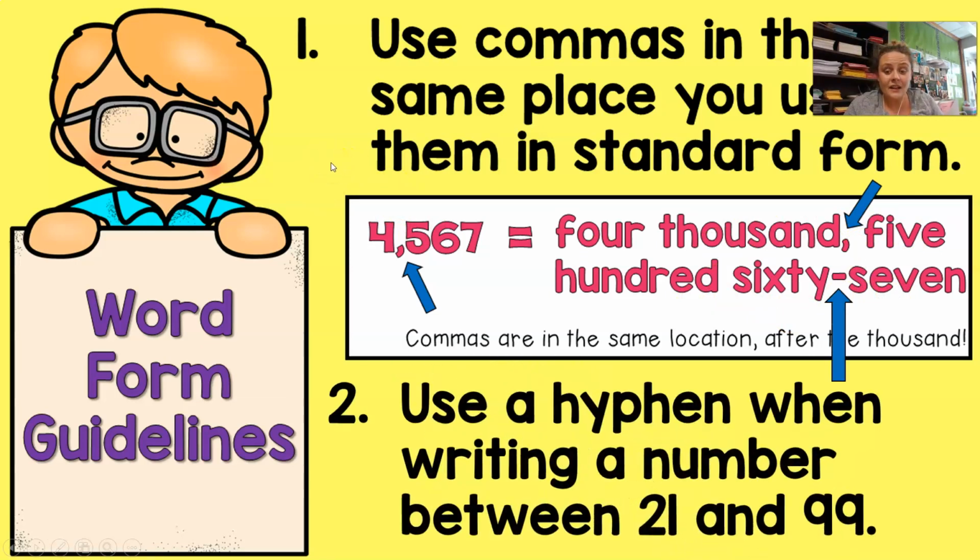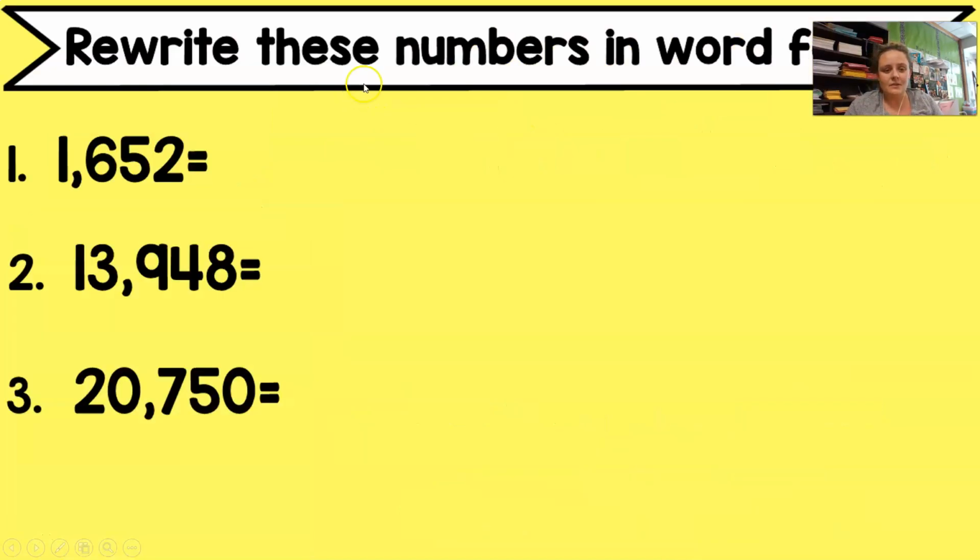Use a hyphen when writing a number between 21 and 99. That's kind of tough to remember. Between 21 and 99 gets a hyphen. And a hyphen's like that little dash line. So these are just some tips to help you when you're writing out the numbers.